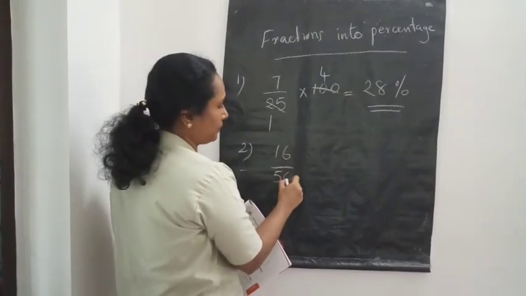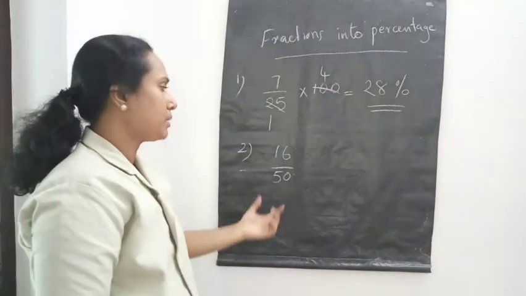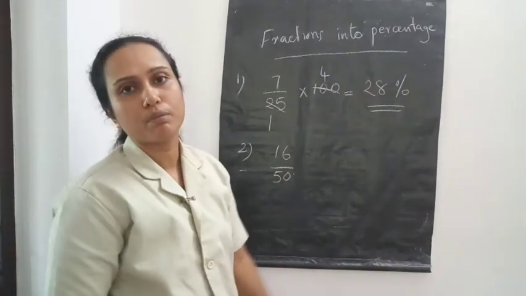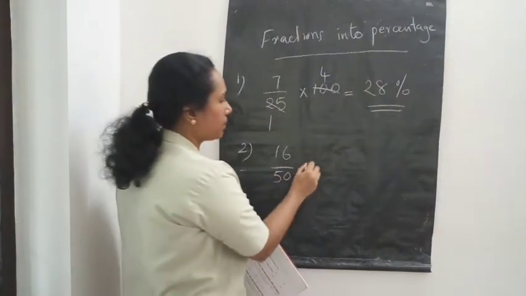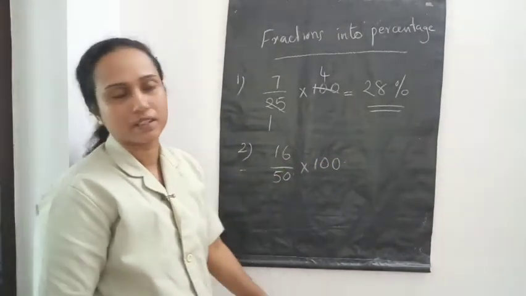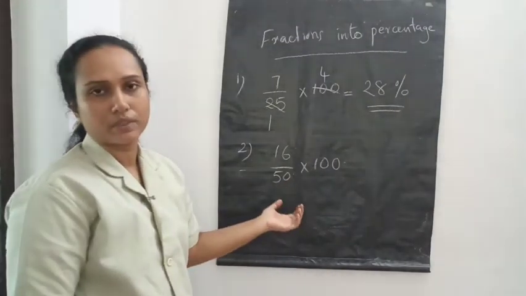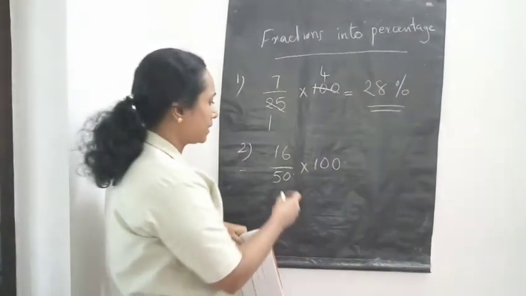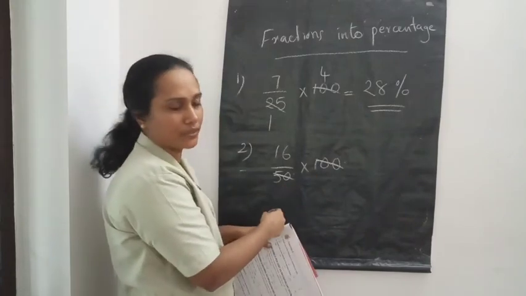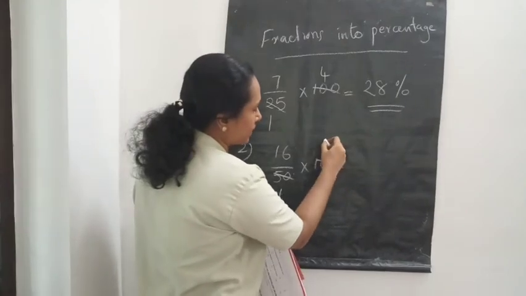16 by 50. To convert fractions into percentage, first we multiply this fraction by 100 and put the symbol of percentage. Then 16 and 100 are the numerators and 50 is the denominator. Then we can divide with the common factor. Here 50 and 100, and this common factor is 50. Here 50 one time, in 100, 50 two times.